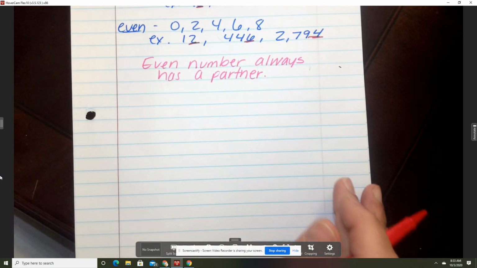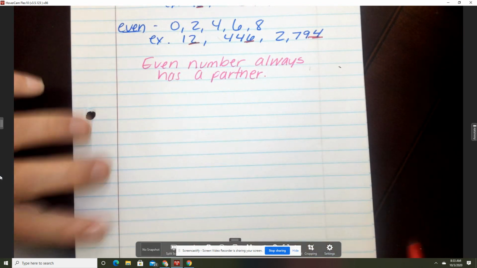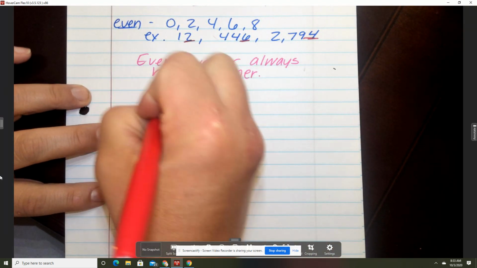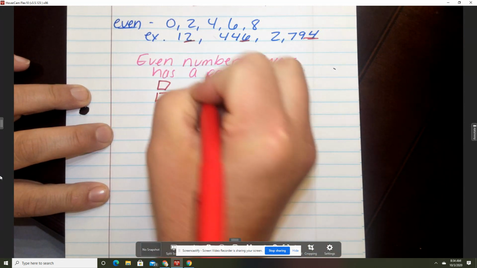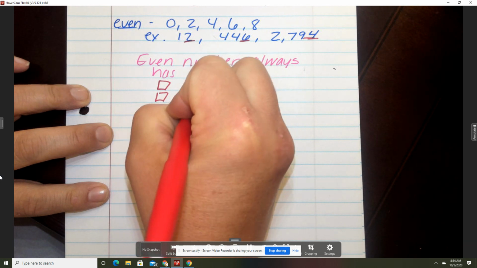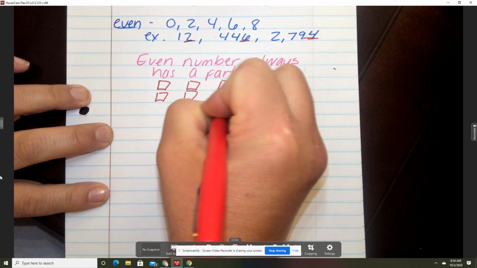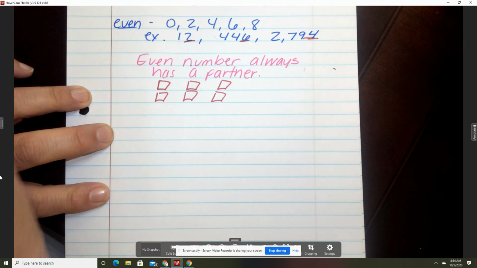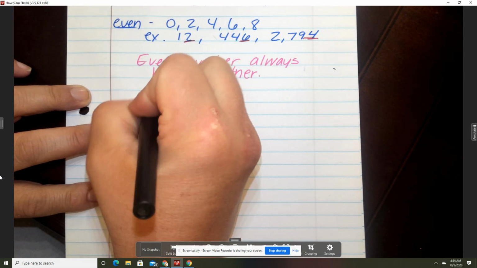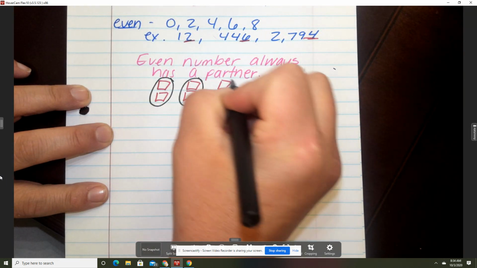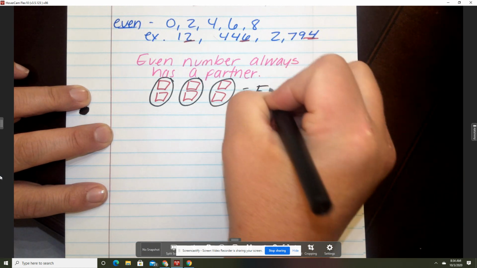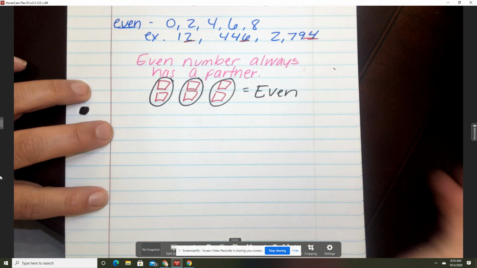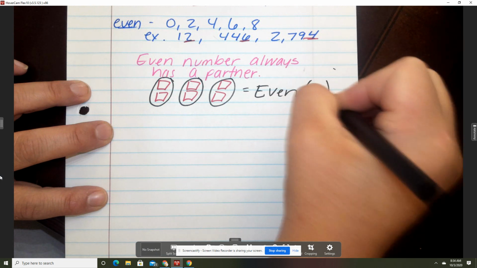But in your notes, you can have boxes. Okay. Let's have 6. And we're going to pair them up. That can be a pair. That can be a pair. That can be a pair. This is even, because 6 is even.